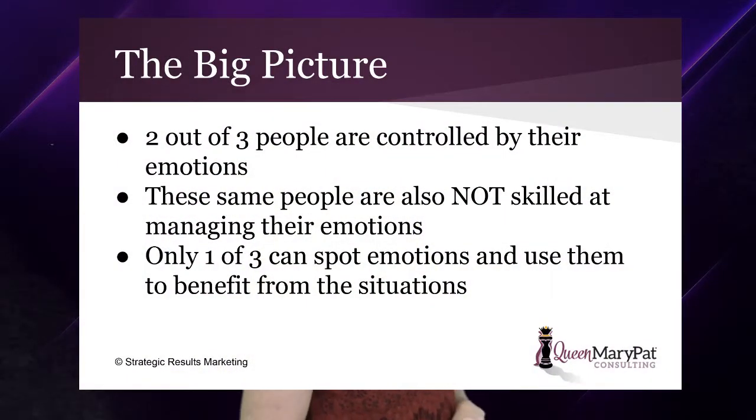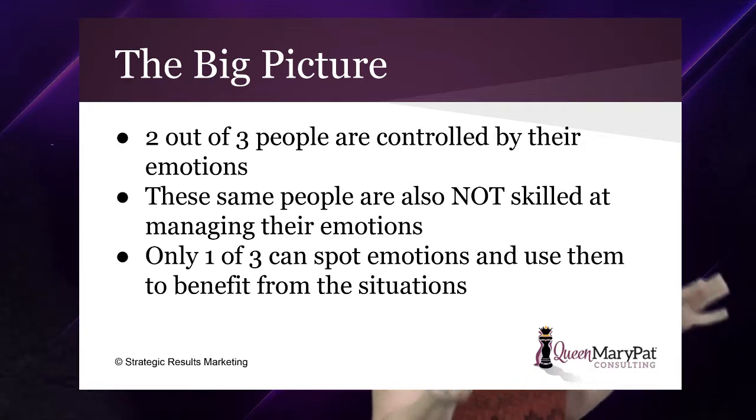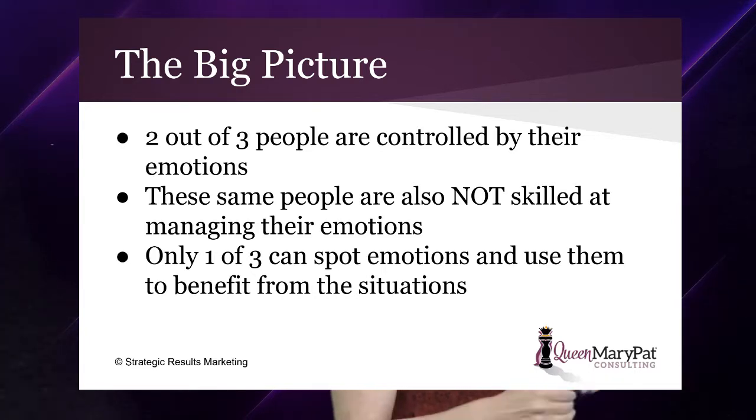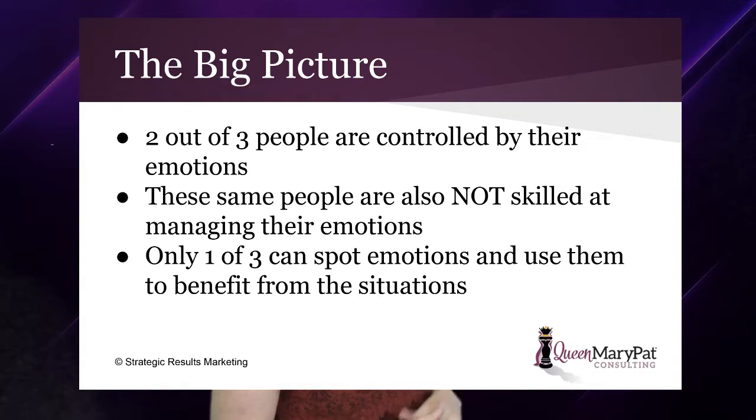So the big picture here, 2 out of 3 people are controlled by their emotions. So more than half of us are. And probably more than half of us more than half the time. These same people are not skilled at managing their emotions. Only 1 of 3 people can spot emotions and use them to benefit from the situations. Who wants to be one of those 1 out of 3 people, right? We want to be someone who's more in control. Nobody really likes feeling like they're out of control. So this is really about empowering ourselves and empowering our students and our children and those around us.